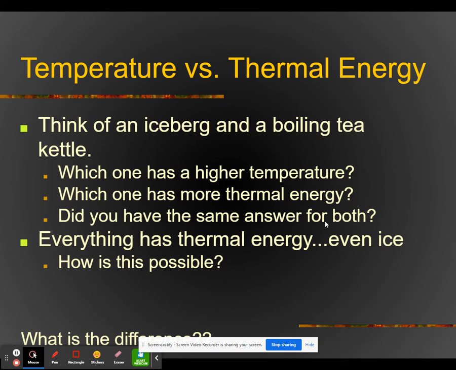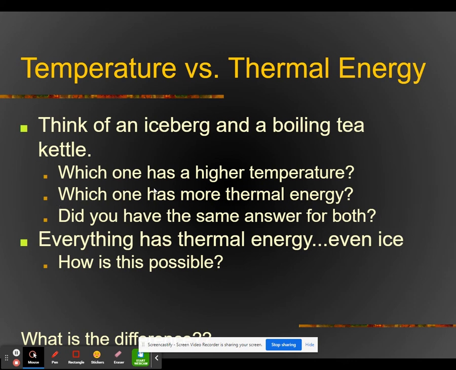Your instinct, if it's like mine, might tell you, oh, obviously if the boiling tea has a higher temperature, then it has more thermal energy. If I would have guessed that, I would actually be wrong. The iceberg actually has more thermal energy, even though the boiling tea has a higher temperature. And that might completely blow your mind, and that's okay.